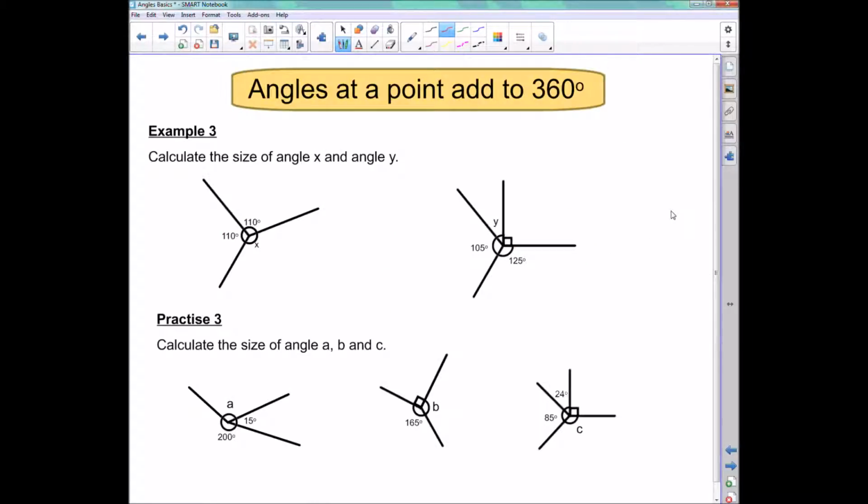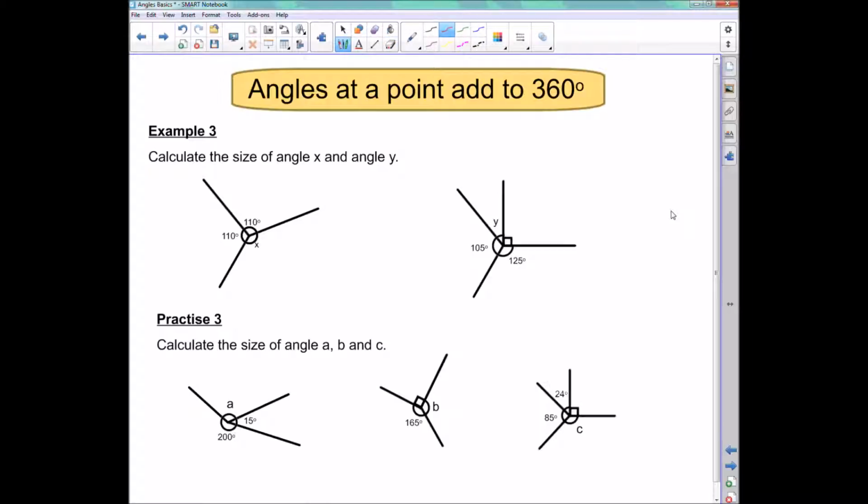In this last section, we're going to look at another property of angles, and that is that angles meeting at a point add up to 360 degrees. Now, another way of saying this is that a full turn is worth 360 degrees, which we used earlier when we were measuring our reflex angles. Okay, so the strategy for these sorts of questions is basically exactly the same thing as the straight lines, only this time, instead of taking away from 180, we're going to take away our angles from 360.